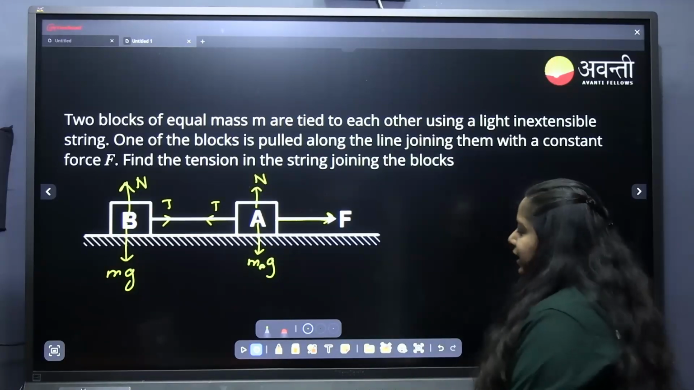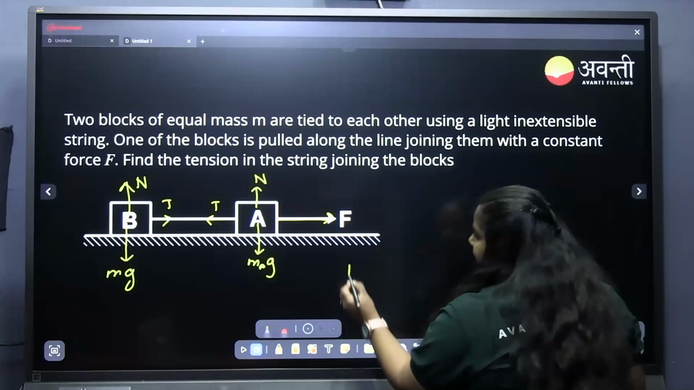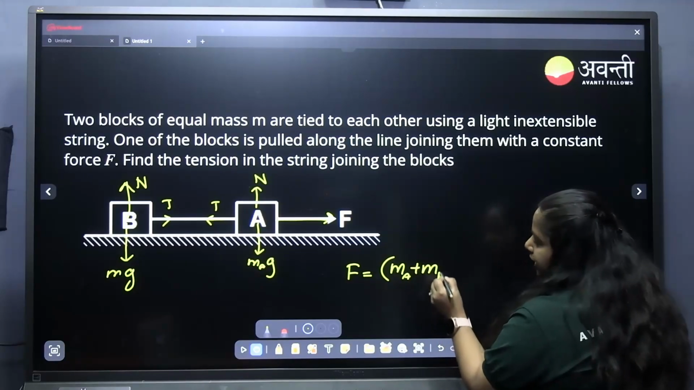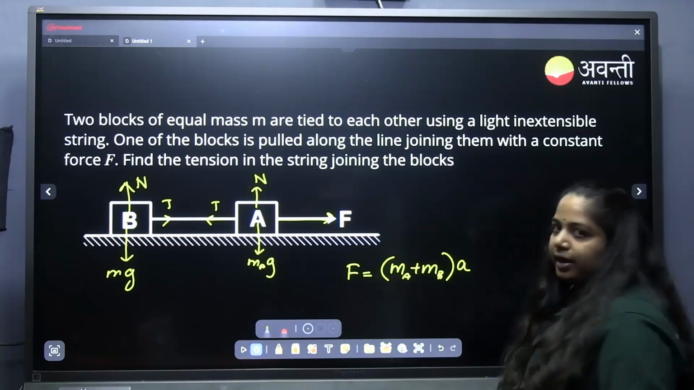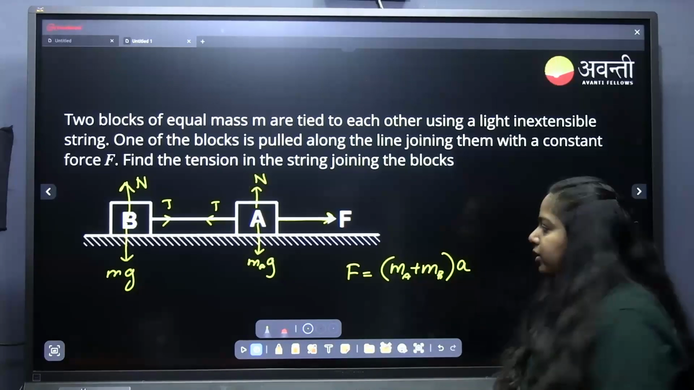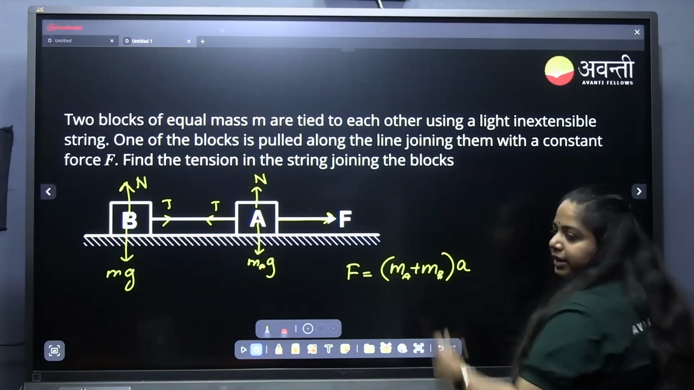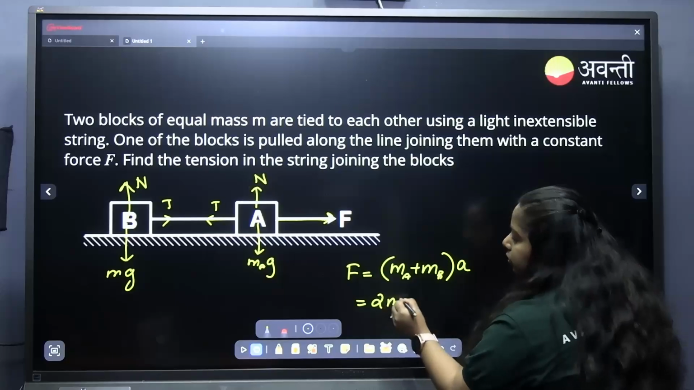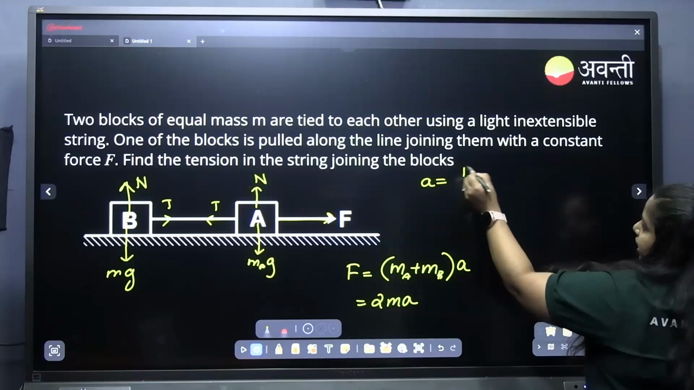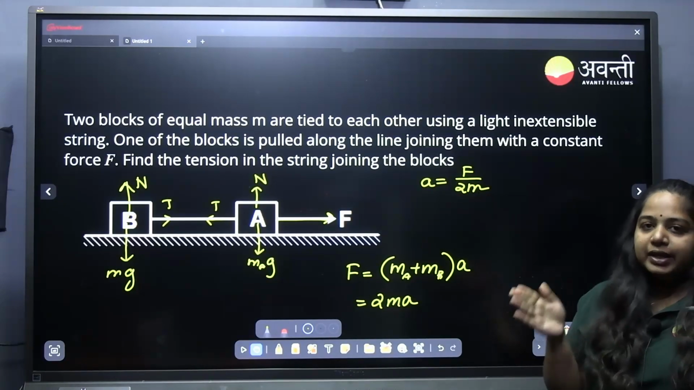So what we do is that since F is pulling A and B, we can say that F is equal to mass of A plus mass of B into acceleration a. If I am pulling A and B together, both will have the same acceleration, right? So that is a. Then we can say that since mass of A equals mass of B, F equals 2m times a, which means acceleration a equals F by 2m. Okay, we will bring it till there.